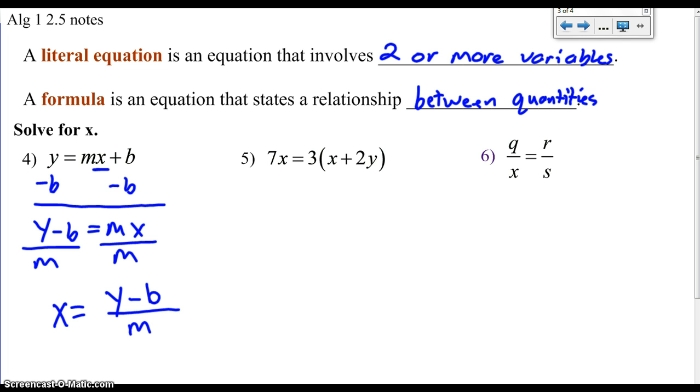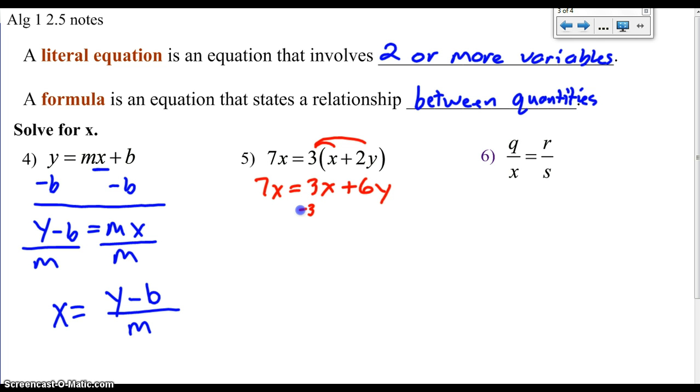Okay, this next one requires just a little more thought from us. 7x equals 3 times the quantity of x plus 2y. We'll start by distributing 3 times x and 3 times 2y. Remember, we're solving for x.